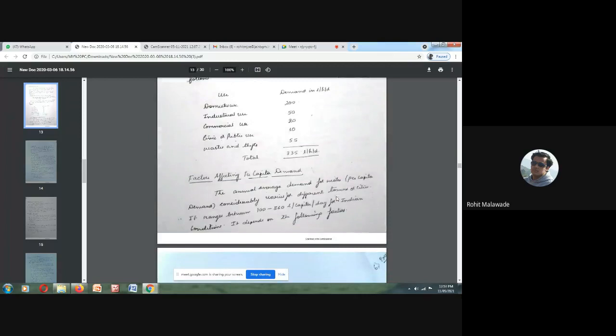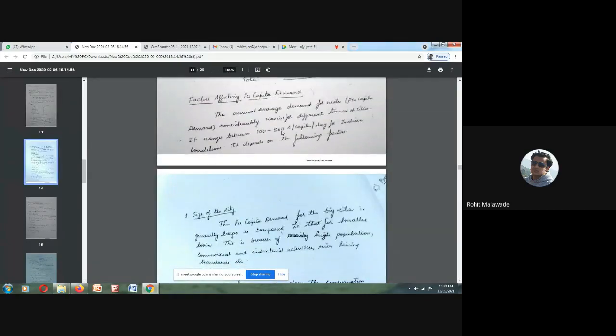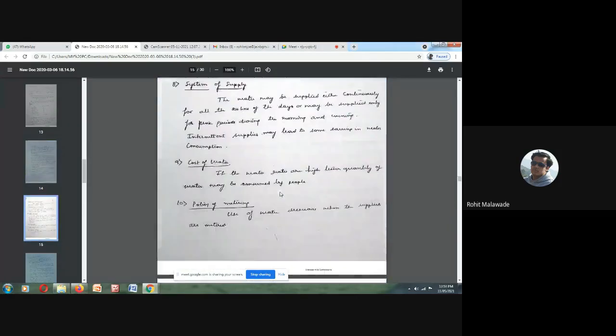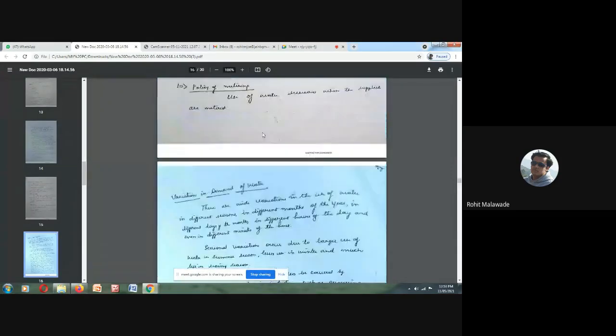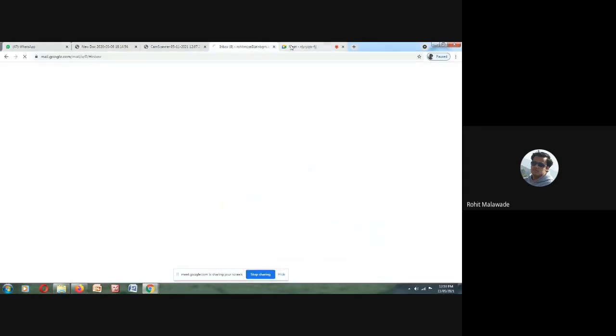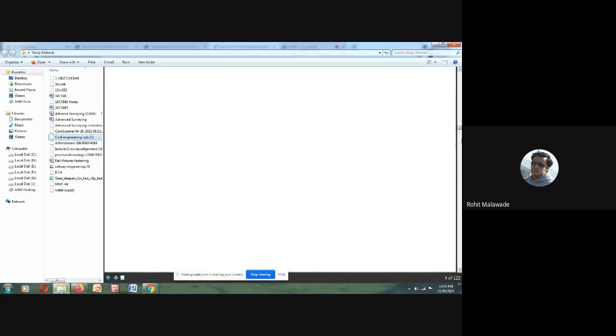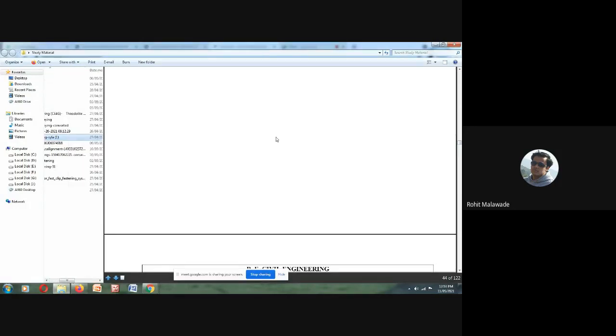So this we have already seen. Then factors affecting per capita demand we have seen, right? All these things we have already covered. Now we will just see what things yet have to be covered in module one. If anything has been left out, we will cover it, or else we will end module one over here.